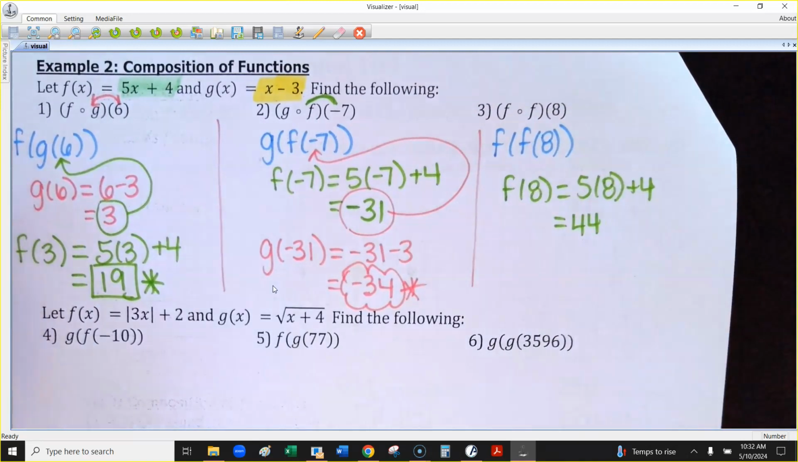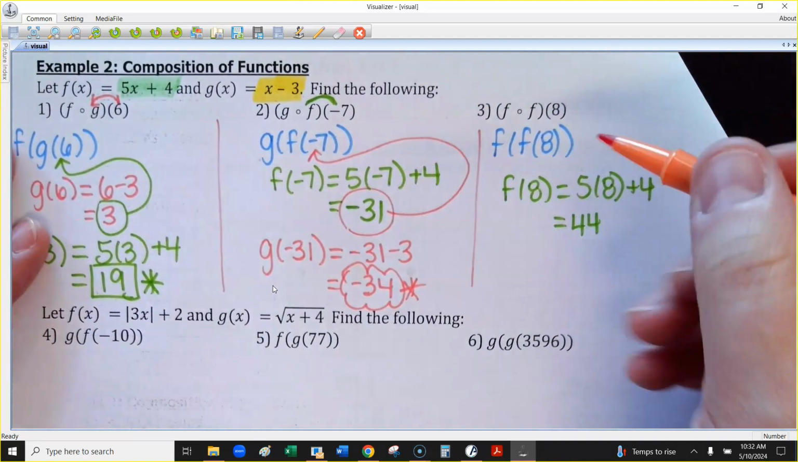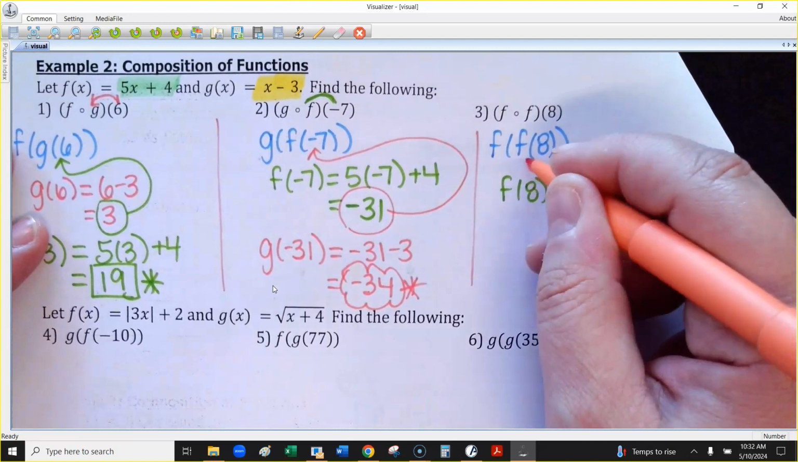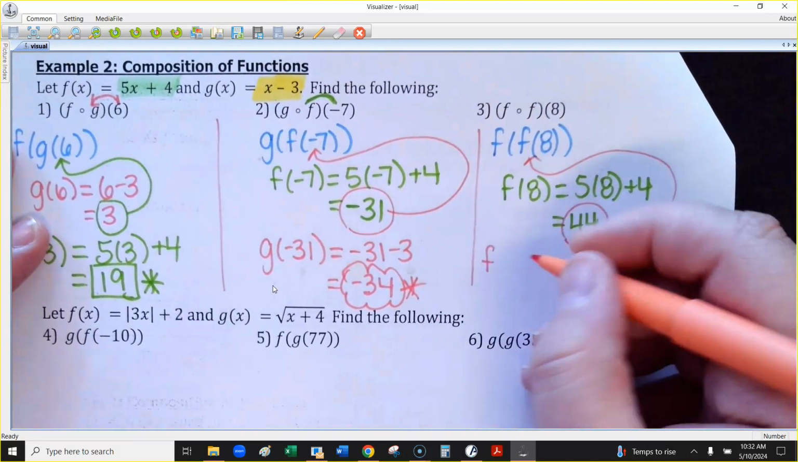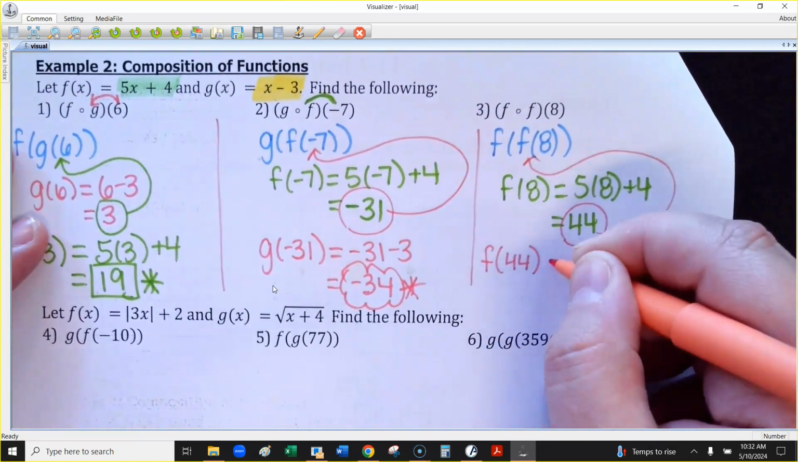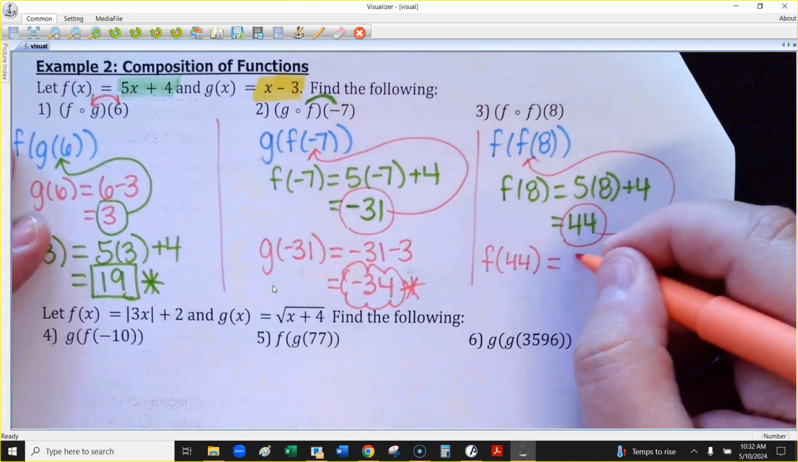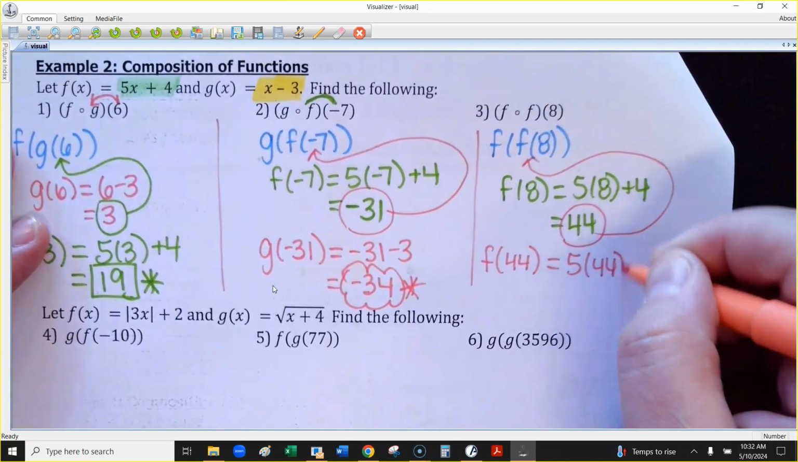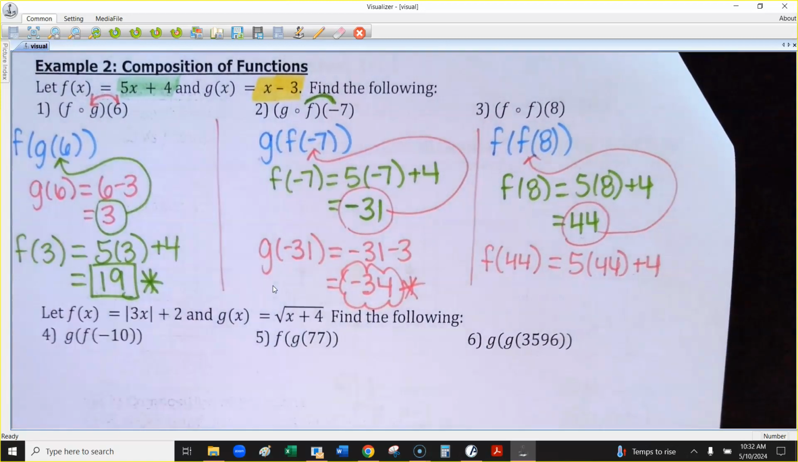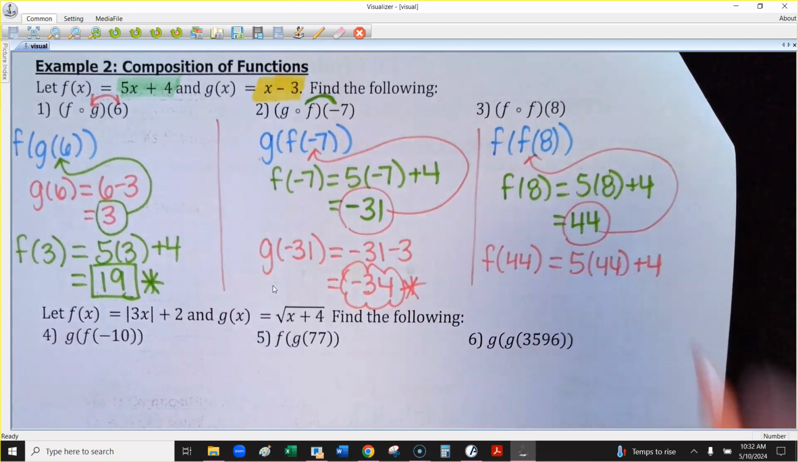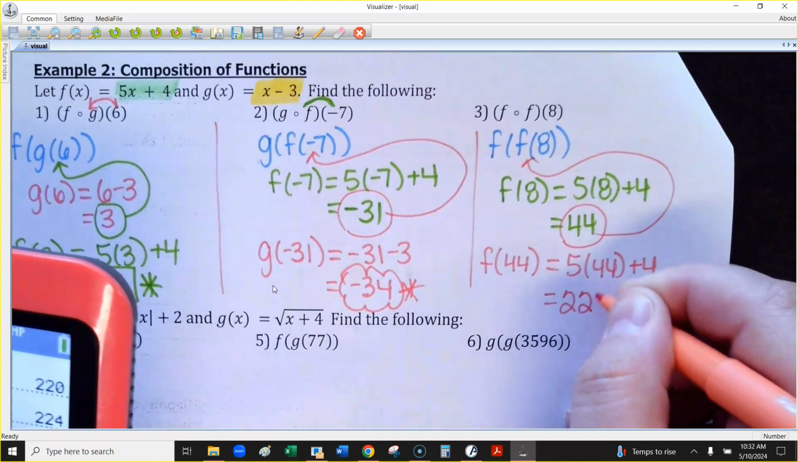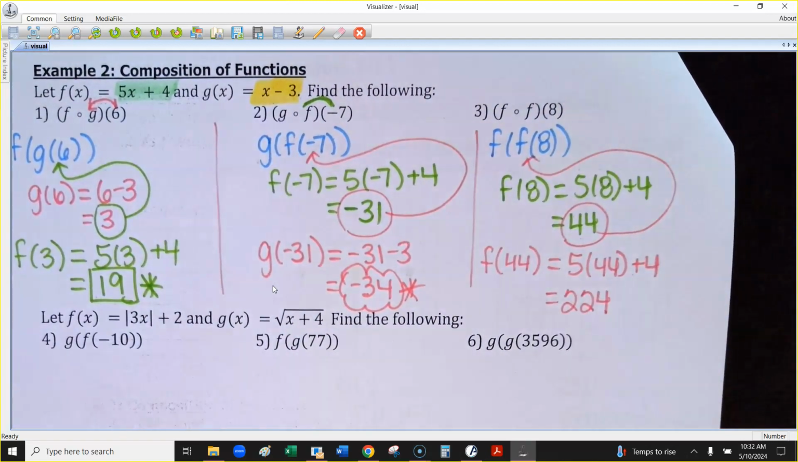And then the only difference here, I'm going to plug that back into the same function rule. So we're just going to do f of 44. So I would do the same function, 5 times 44 plus 4. I don't know what that is off the top of my head, forgive me. 224. Is anybody having a question? It's not horrible.